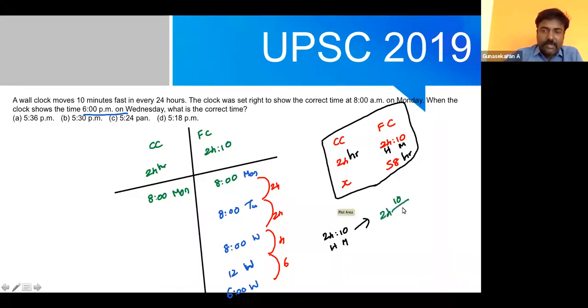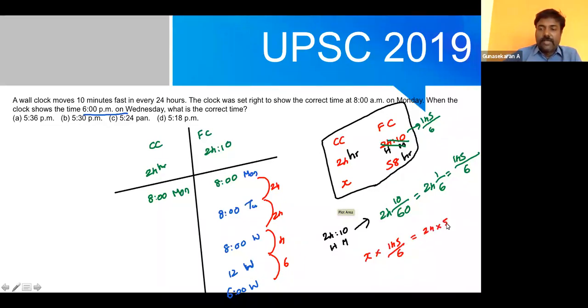24 hours 10 minutes, divided by 60 hours. 24, 1 by 6. 144, 145 by 6. So instead of 24:10, write 145 by 6 here. Then do the cross multiplication. X into 145 by 6 equals 24 into 58. X is equal to 24 times 58 times 6 divided by 145.